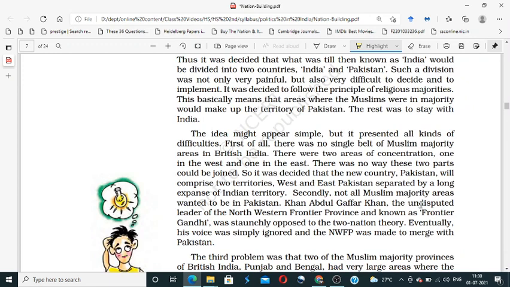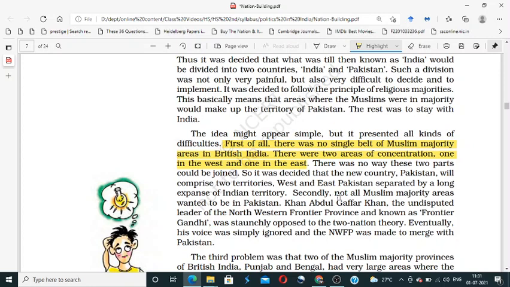So the idea might appear not so difficult, that just drawing a line on the map is enough, but it is not that easy, because first of all, there was no single belt of Muslim majority areas in India. We all know in India we live in mixed localities, Hindus and Muslims together. There is no locality where one particular majority, especially Muslim majority, was in majority.